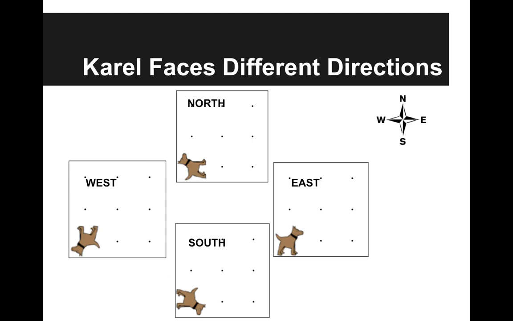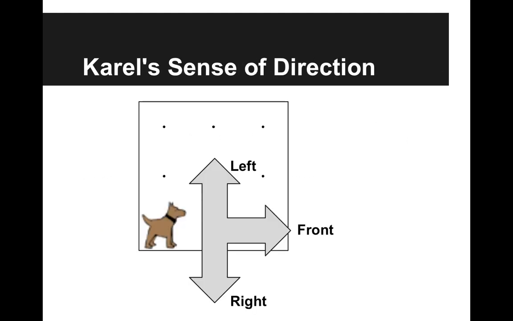Something that's important to understand when programming in Karel is which direction Karel is facing. So Karel can face one of the 4 compass directions: north, east, south, or west, and looks a bit different when facing each direction. When you're programming in Karel, it's important to try and understand Karel's sense of direction. You have to imagine that you're facing the direction that Karel is and think, which way would you move if you're going forward? Or which way would you turn if you're turning to the left?